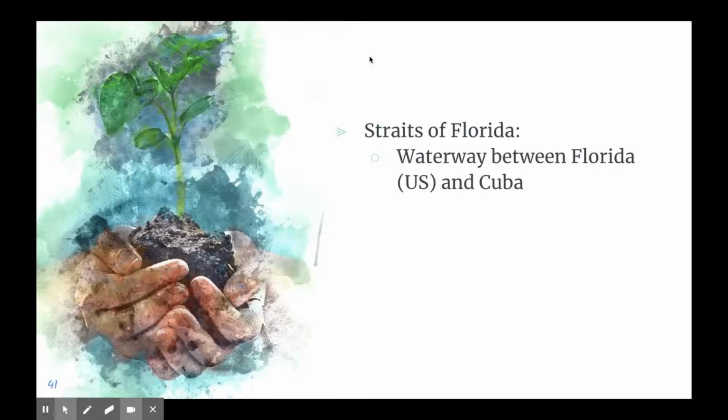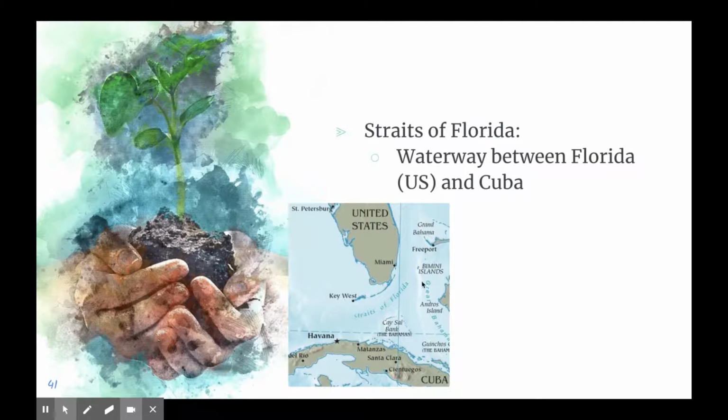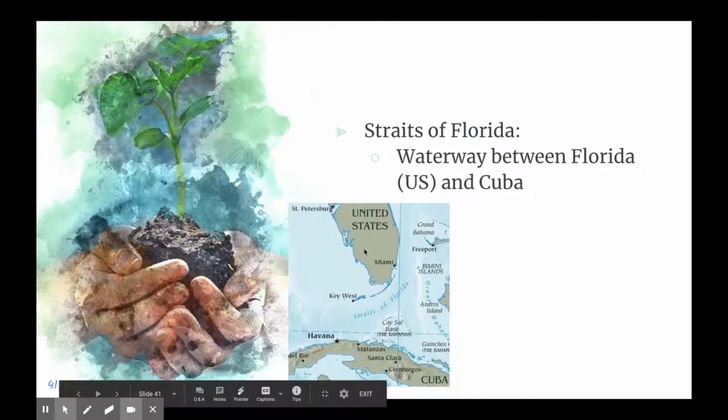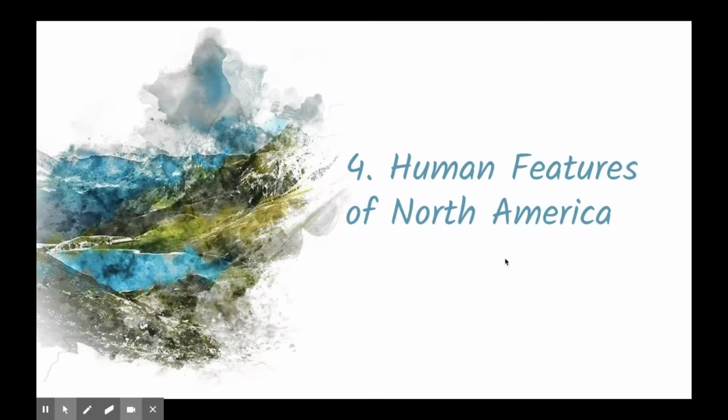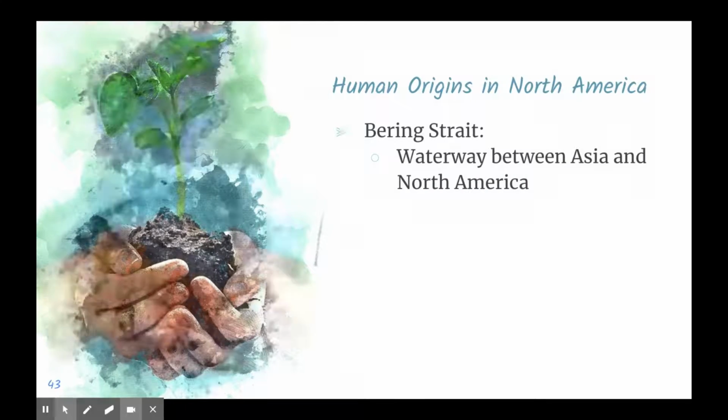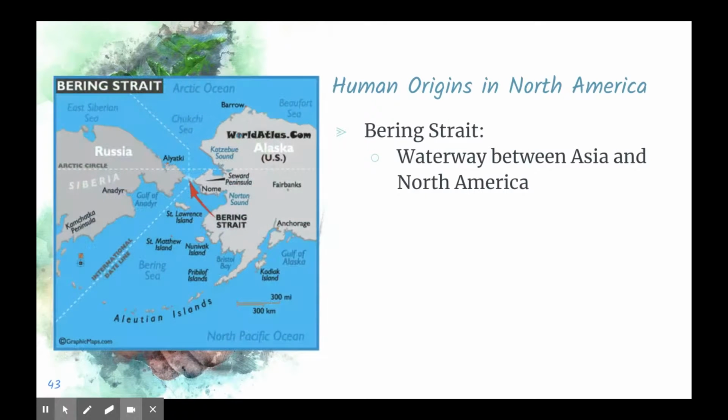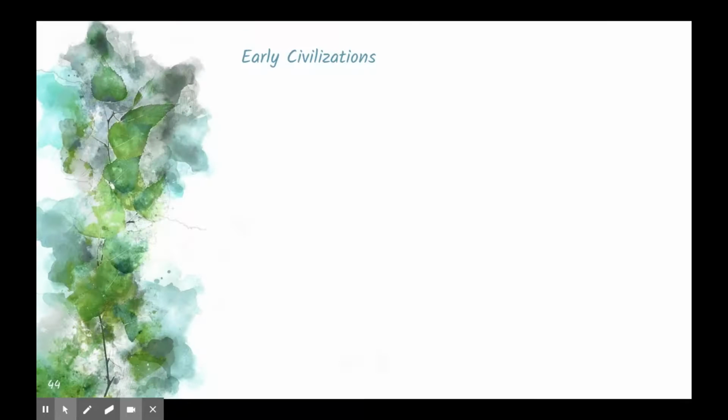So the Straits of Florida are waterways between Florida and Cuba. Right here is your Strait of Florida, right between Florida and Cuba. So some human features. The origins of North America began with the Bering Strait, and it was a waterway between Asia and North America. And it is located right here, and it connected the two lands, so you could travel between the waterway and get from Russia to Alaska.